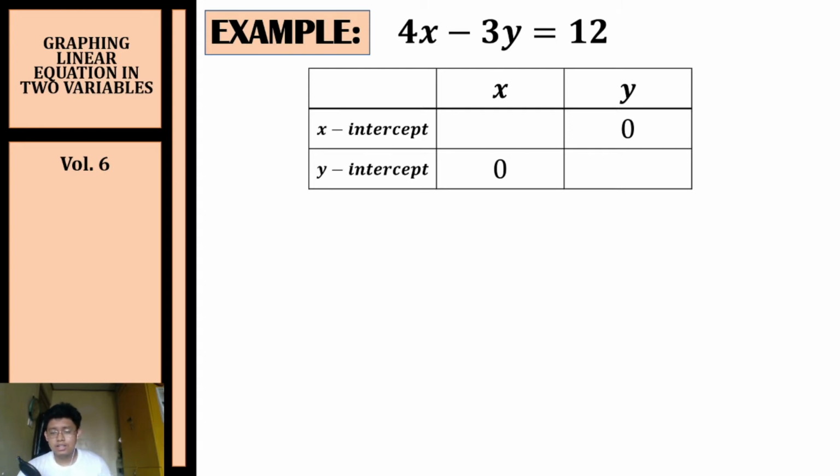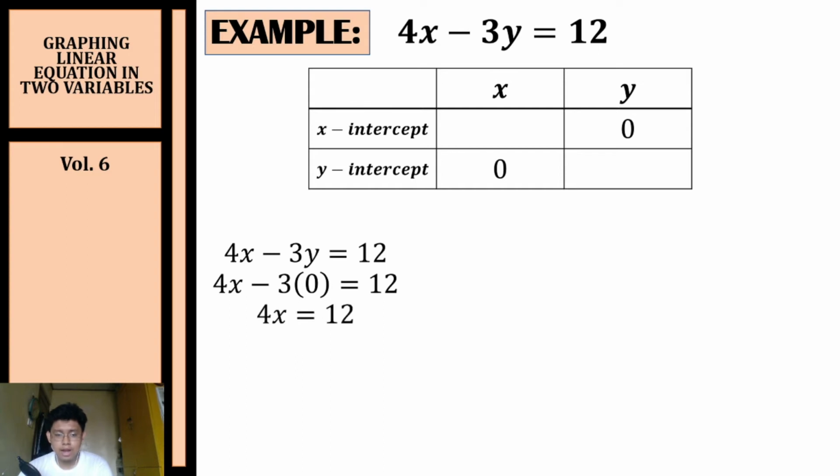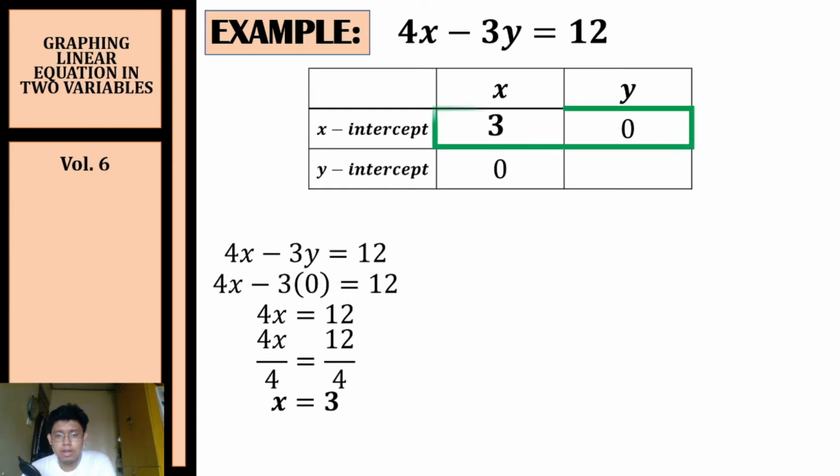To find our x-intercept, we're going to replace y by 0 and solve for the value of x. Copying our standard form, replacing y by 0, and solving for the value of x, we will have 4x is equal to 12. Take note that a number multiplied by 0 is always equal to 0. So we have 4x is equal to 12. Divide both sides by 4, and we will have x is equal to 3. So our x-intercept will have a coordinate of (3, 0).